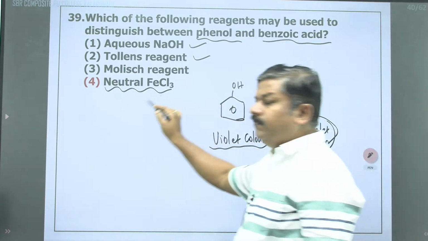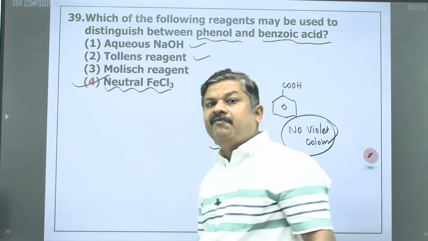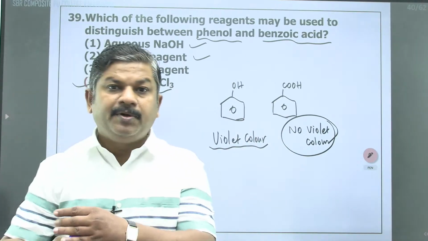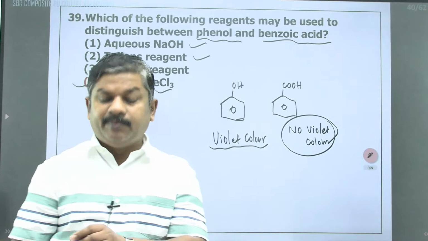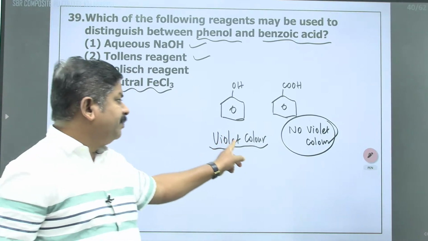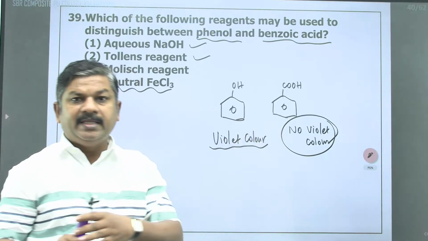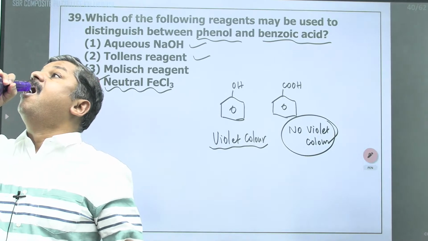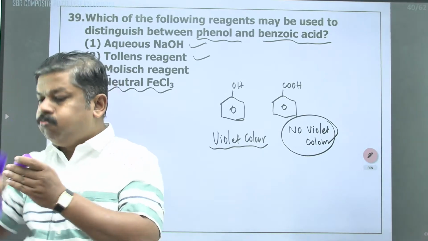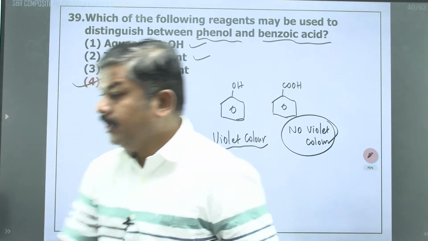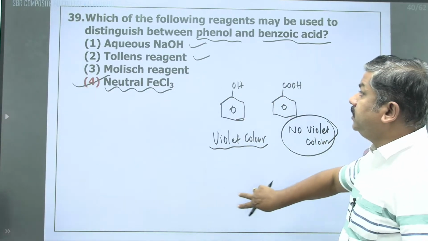So neutral ferric chloride can distinguish between phenol and the respective carboxylic acid. The other reagents cannot be used. Only neutral ferric chloride works, where phenol gives a positive test and benzoic acid or any carboxylic acid gives a negative test. Next question: for question 39, the fourth option is correct.